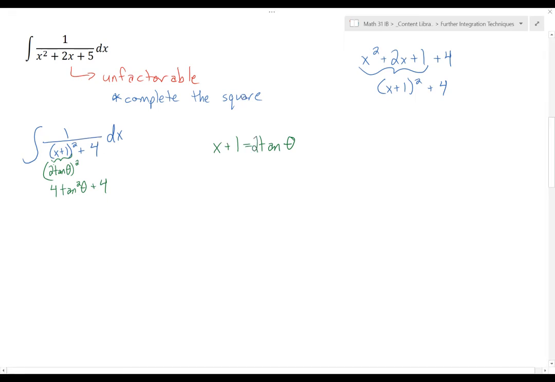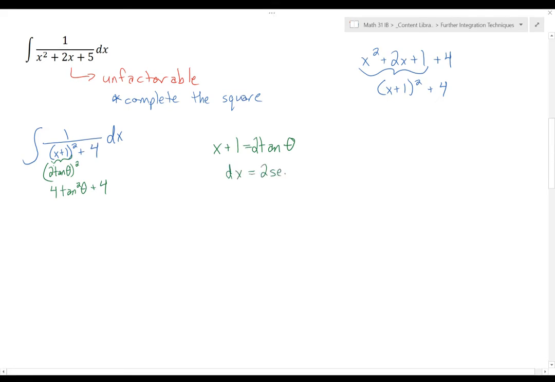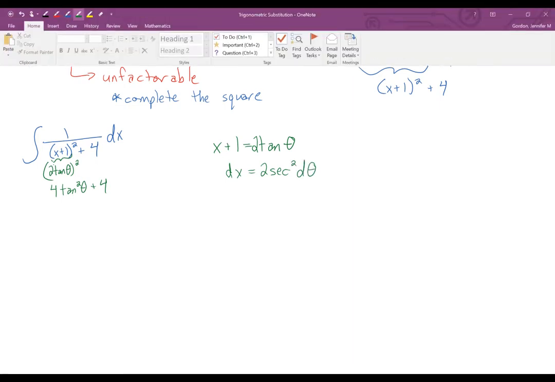So I need a 2 here. The substitution I'm doing is x plus 1 being replaced with 2 tan theta. To figure out the replacement for the dx, I differentiate both sides. The 1 doesn't matter, so I get dx equals 2 secant squared theta d theta. So that's the substitution I'm going to do.